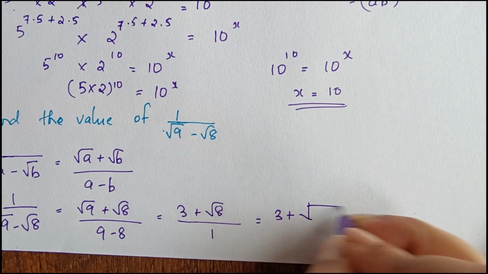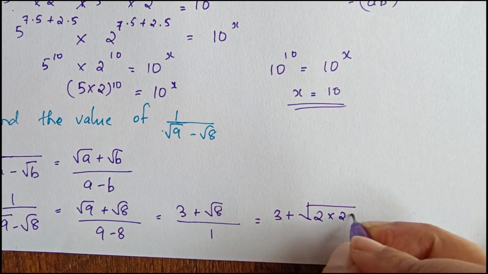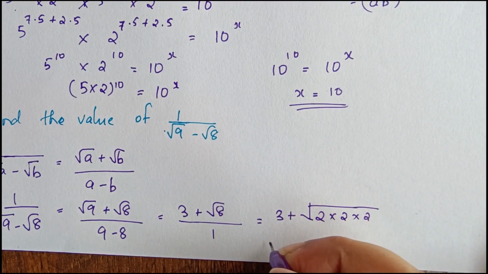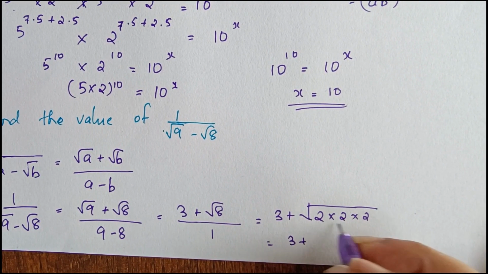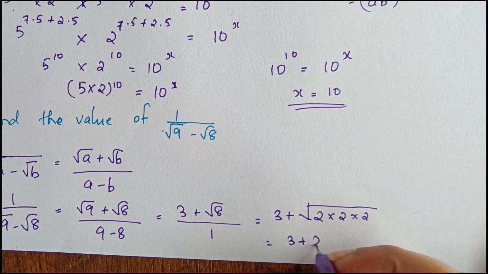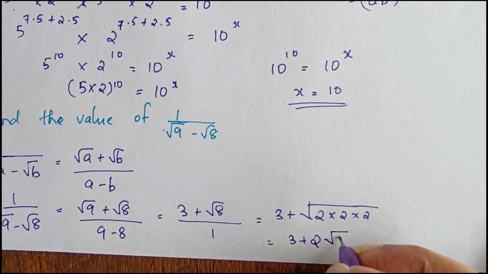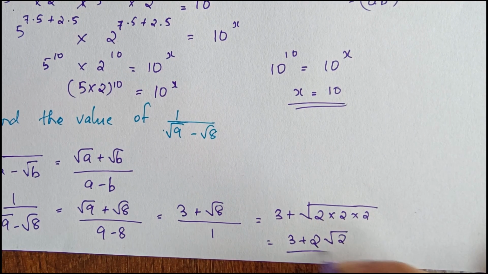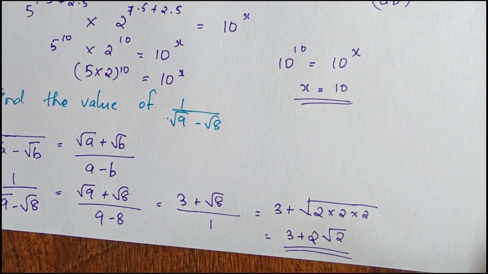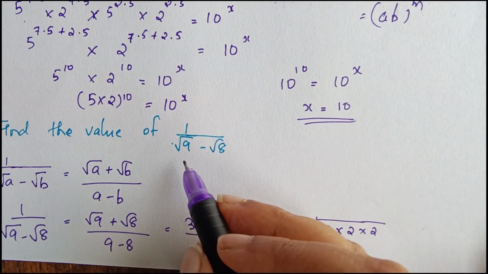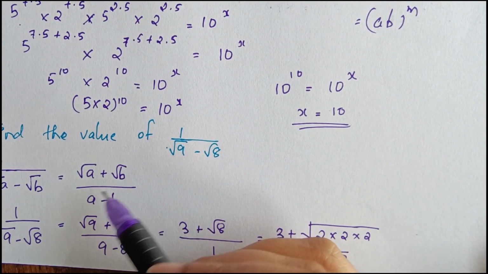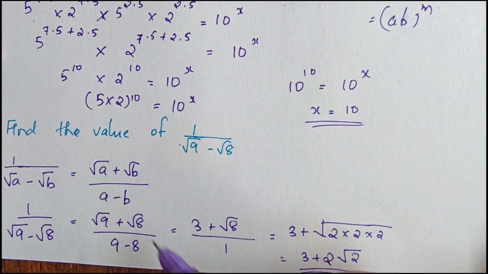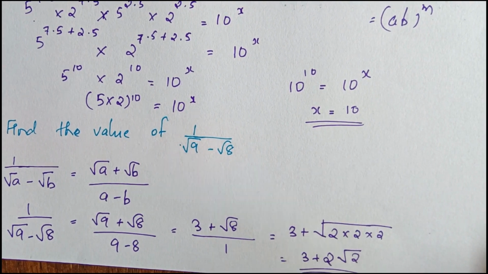That is, 8 can be written as 2 into 2 into 2. That is 3 plus, so square root of 2 into 2 is 4. So square root of 4 is 2. So 2 into 1, root 2 is remaining. So 2 root 2. So the answer is 3 plus 2 root 2. So for such questions, you need not multiply by the reciprocal and all. You can just apply this formula and find the answer directly.